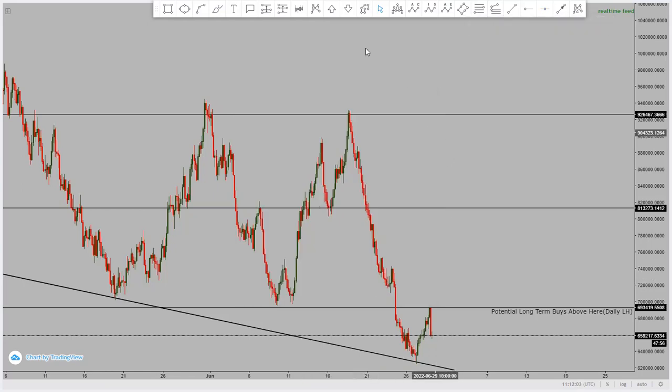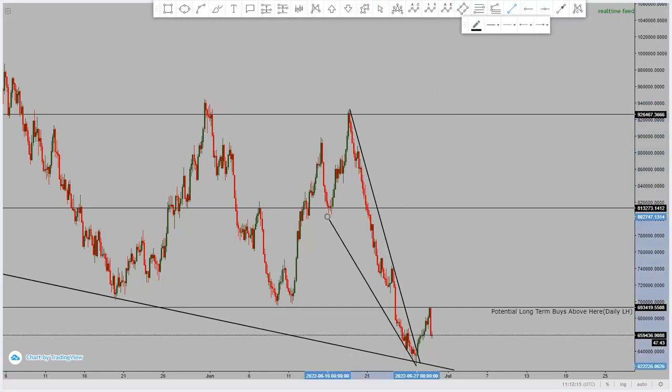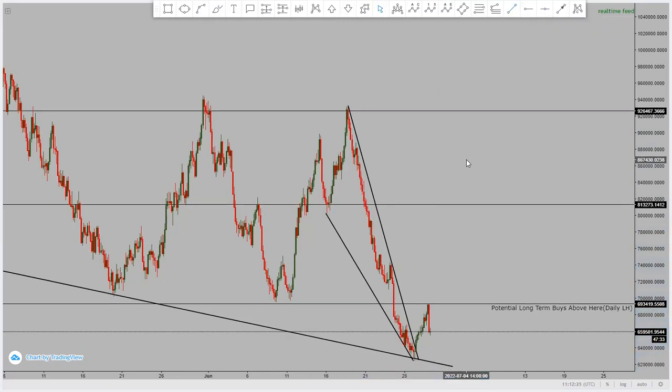On the smaller time frames, if you check from the four hour and one hour going lower, we can already see a shift in market structure.